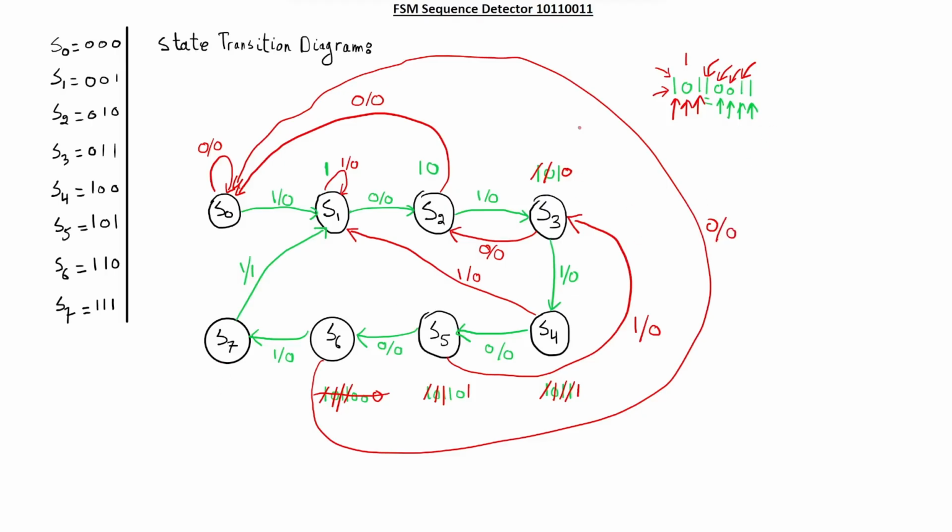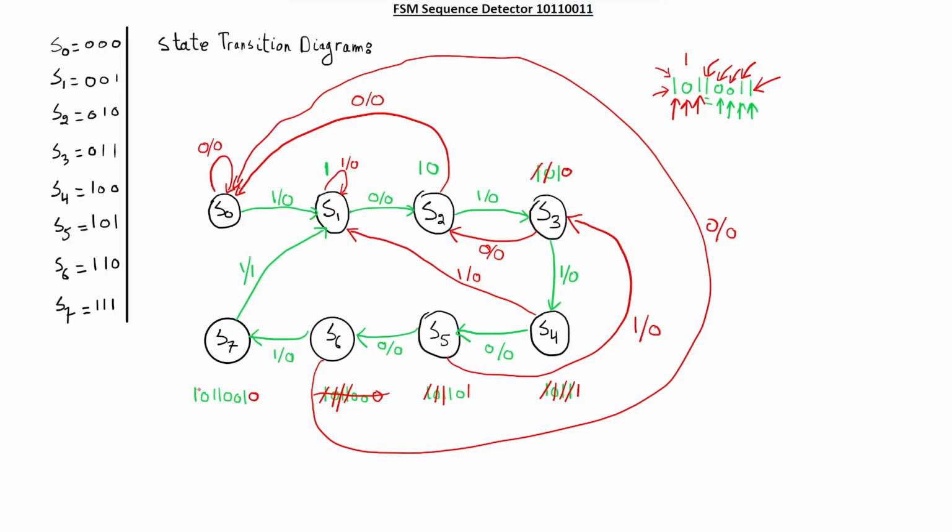Now we are at S7. At S7, we detected 1, 0, 1, 1, 0, 0, 1. We are supposed to enter 1 to complete the sequence, but let's assume we enter the wrong bit, 0.